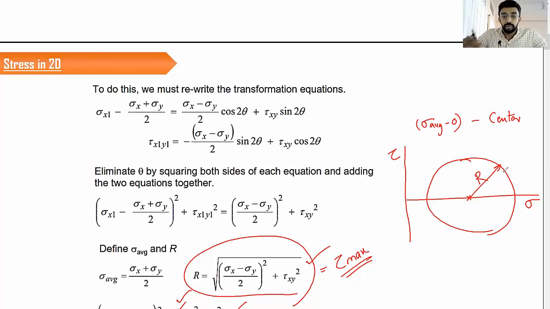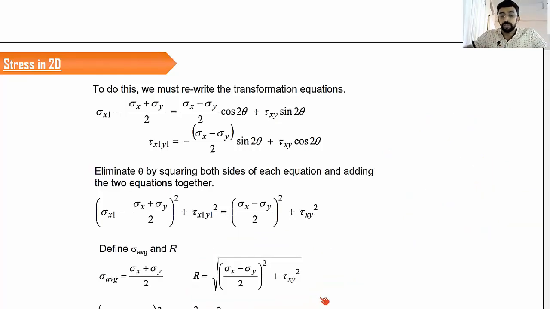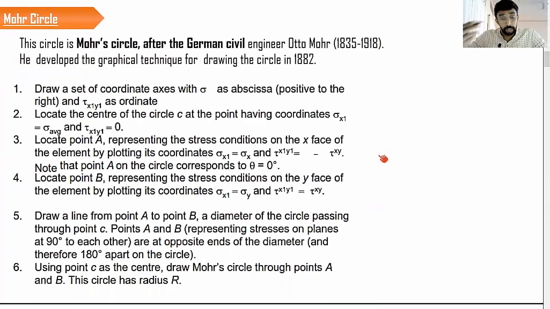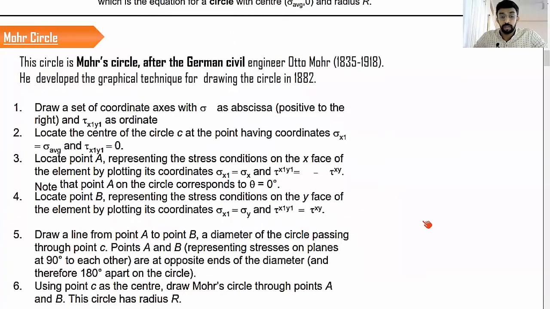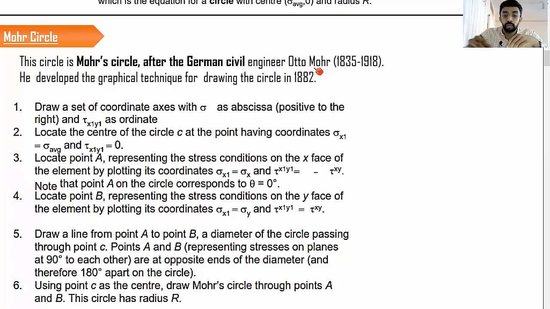Now let us move forward and see the drawing procedure for the Mohr circle. Actually, this Mohr circle was introduced by a German civil engineer. Credit goes to civil engineers. The German civil engineer Otto Mohr is the one who introduced the Mohr circle, a graphical way of representing the state of stress of a system, and it was introduced in the year 1982.